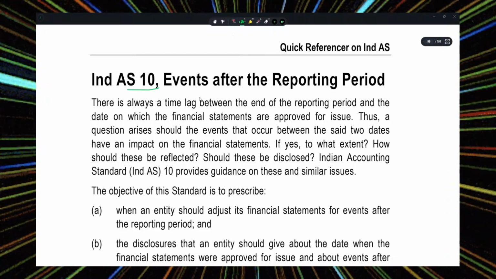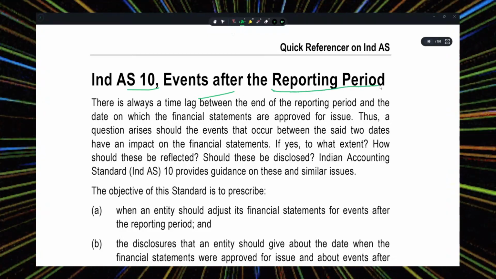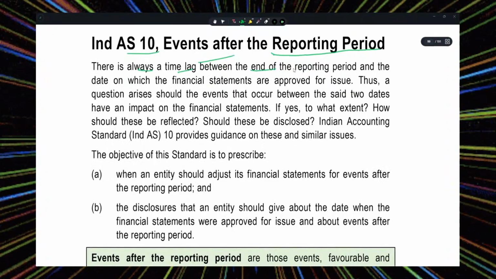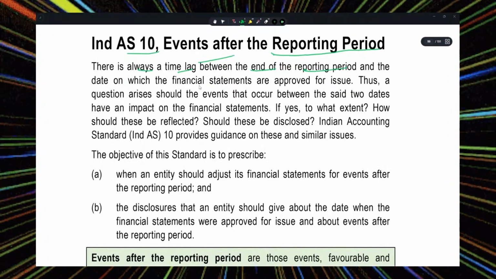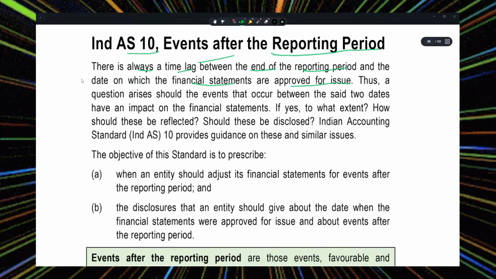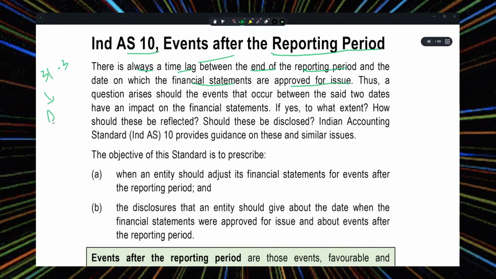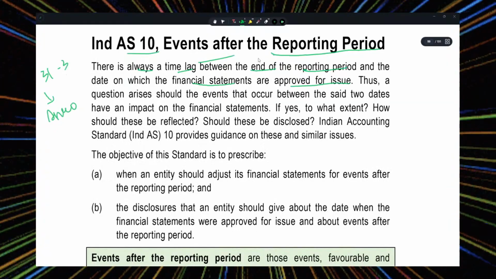Events after a reporting period. What are these events? There is always a time lag between the end of the reporting period and the date on which financial statements are approved for use. 31st March is one date, and the approving date may be different.